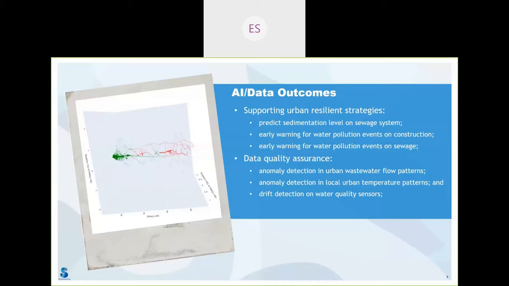And finally, we have another data-driven model to detect when a water quality sensor is beginning to drift. The drift is an important problem that happens in water sensors, and more so when you use this type of sensor inside a sewage system, because it's a very complex environment. We have implemented a model in order to detect this drift, and then you get an alert in order to clean this sensor.